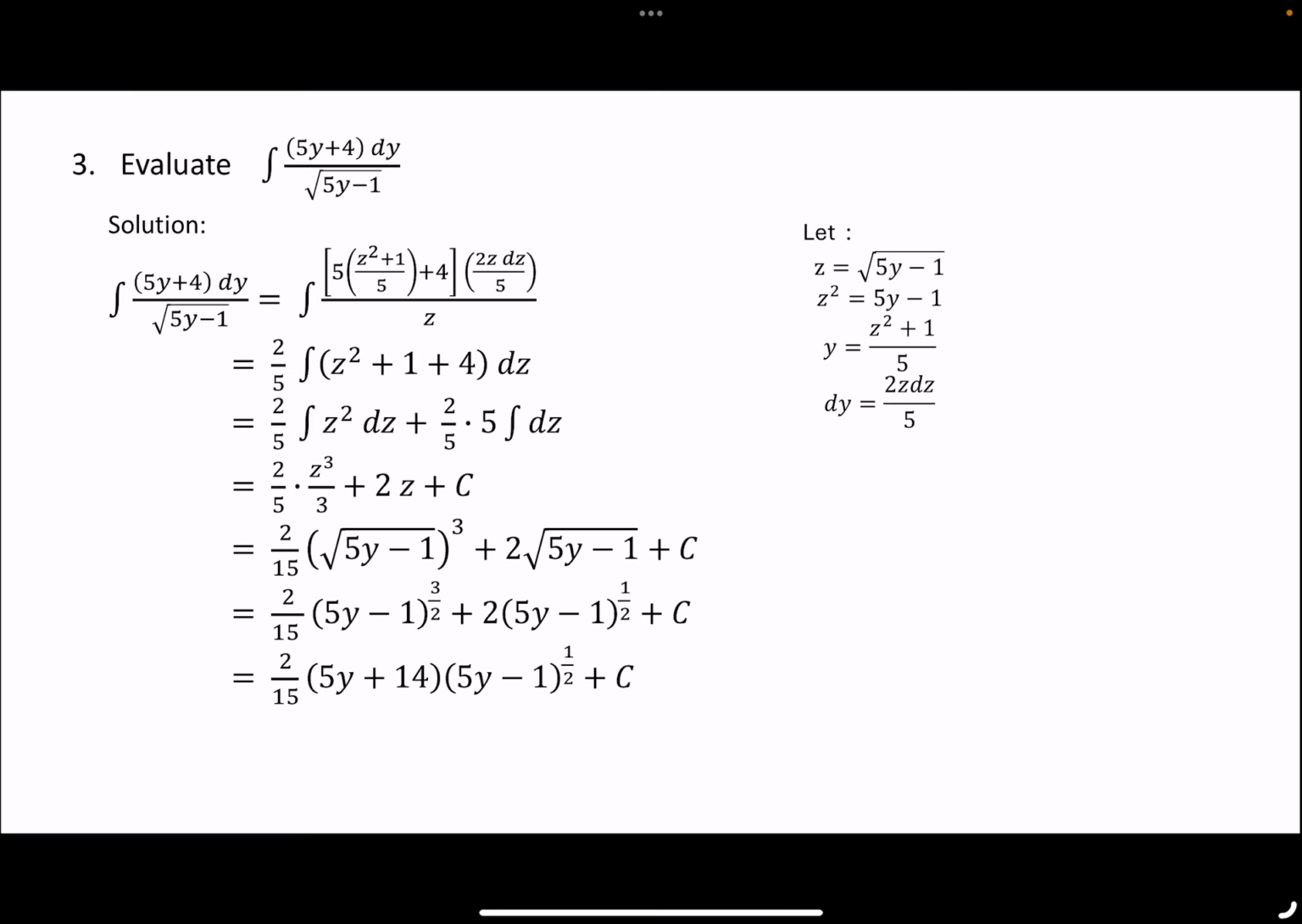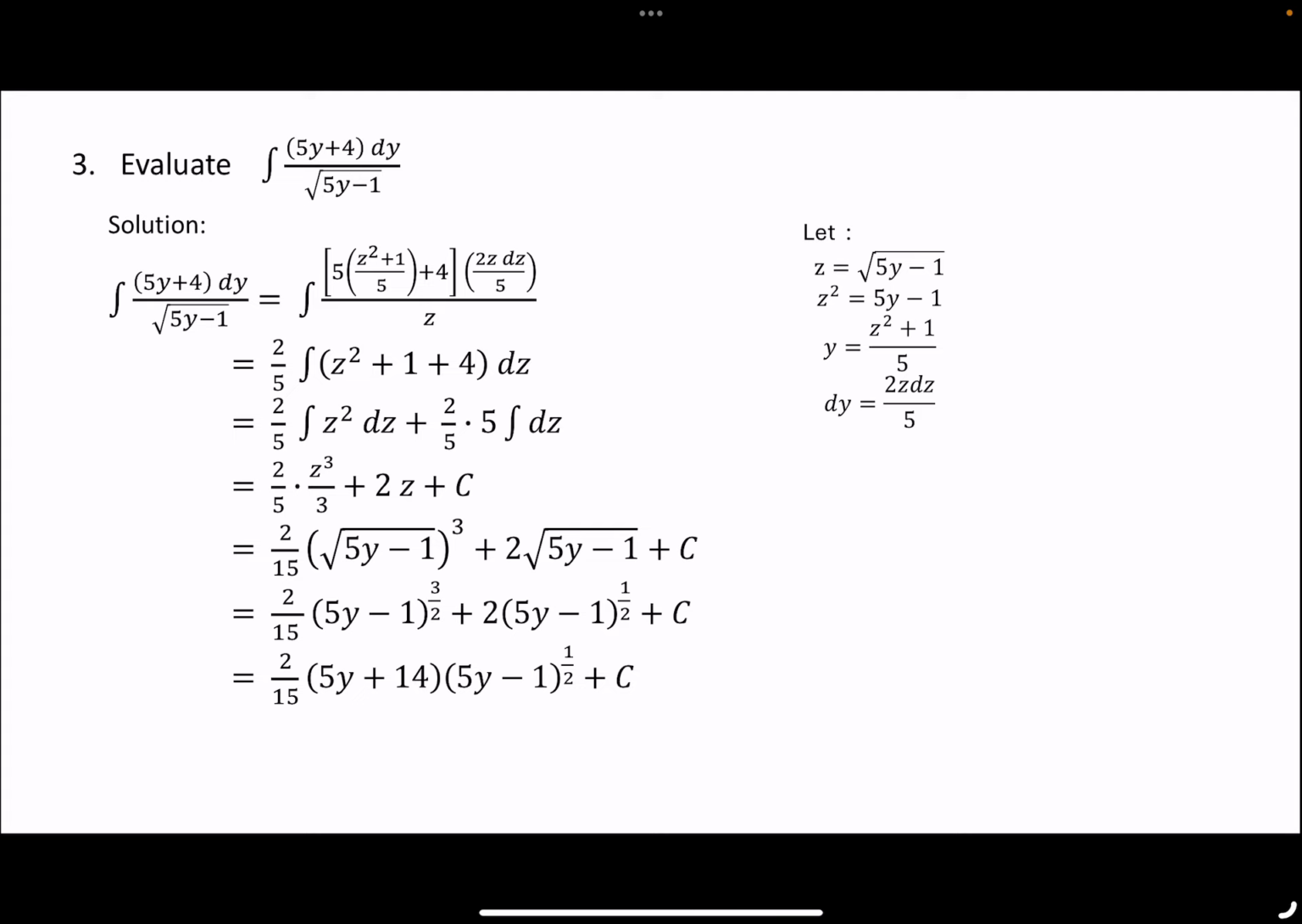Now, let us consider this problem: the integral of (5y plus 4) dy over the square root of 5y minus 1. The entire term in the denominator makes it a little bit complicated. If we just set this to be z, it might look simpler. So, we let the entire denominator, the square root of 5y minus 1, be z.